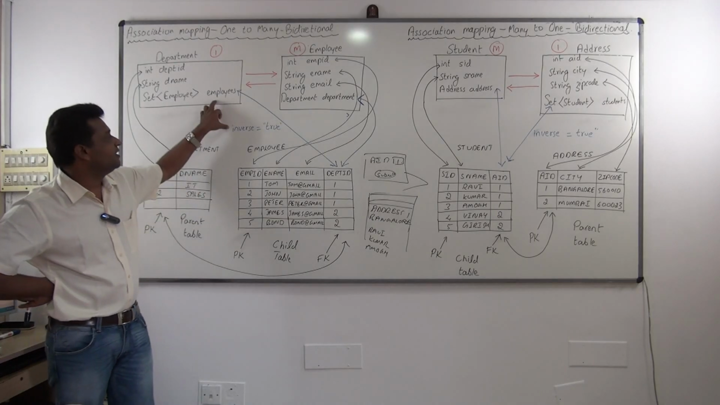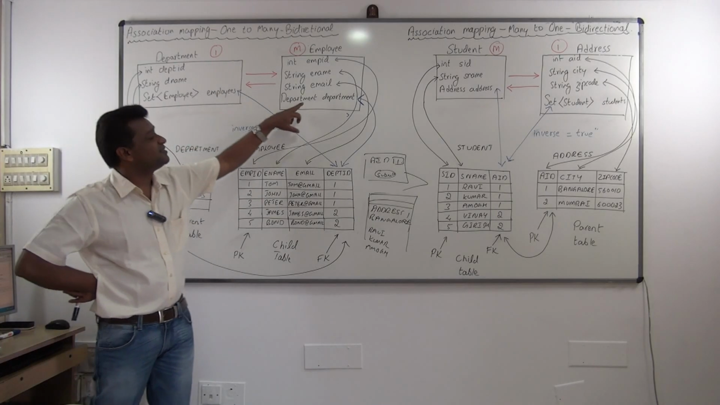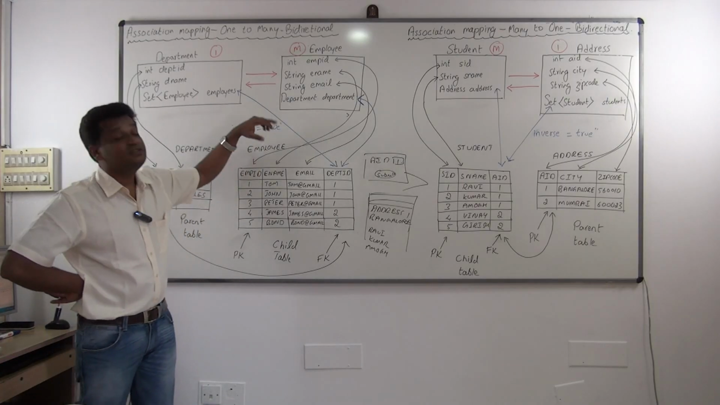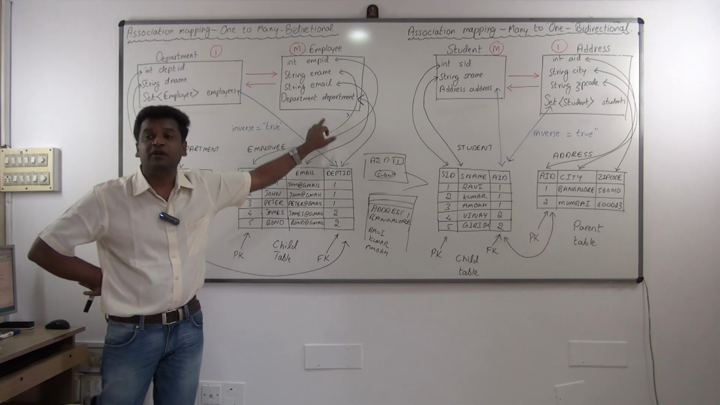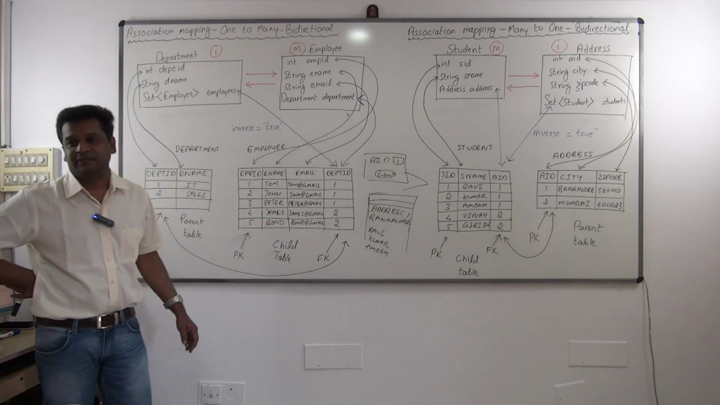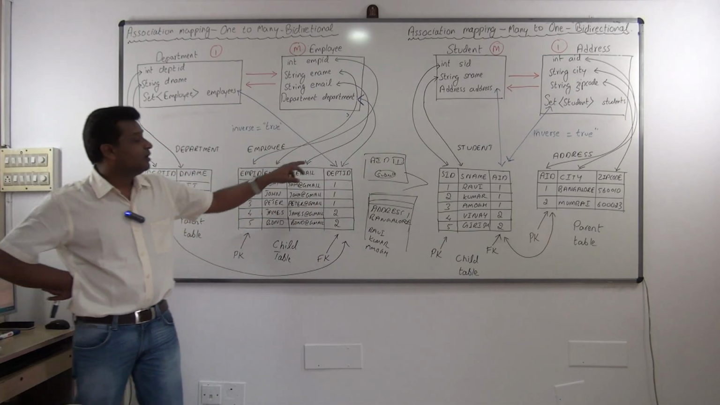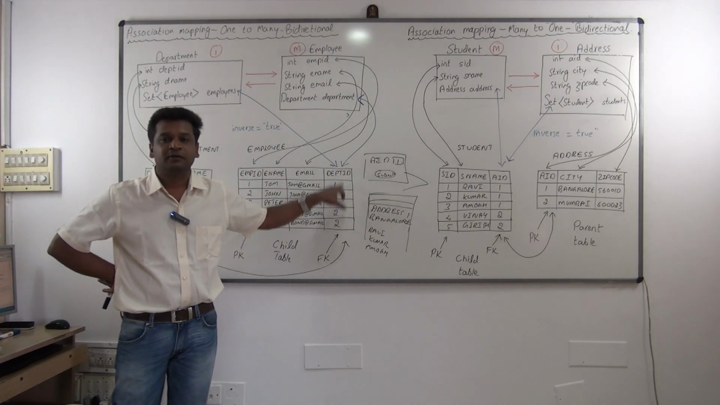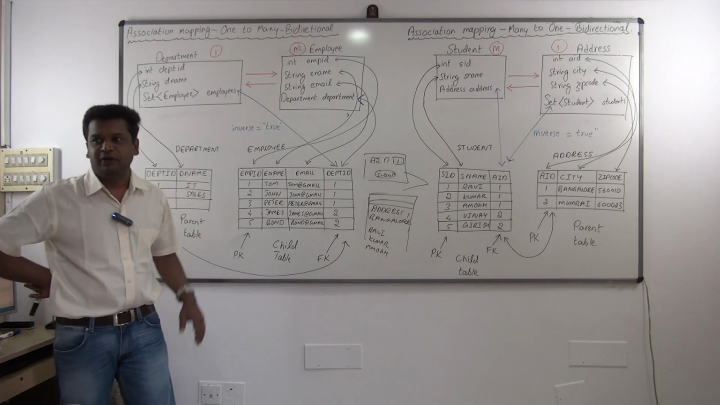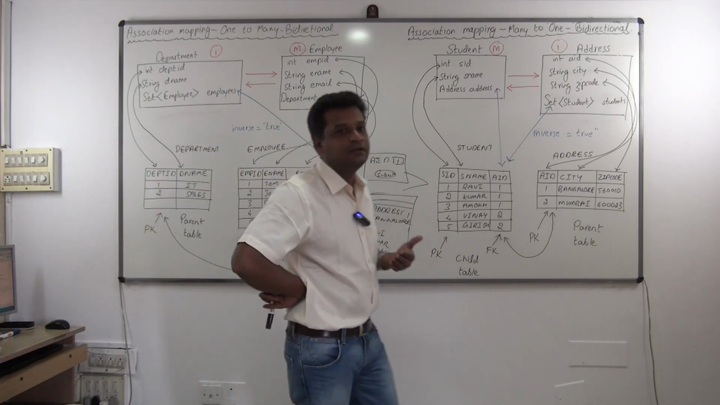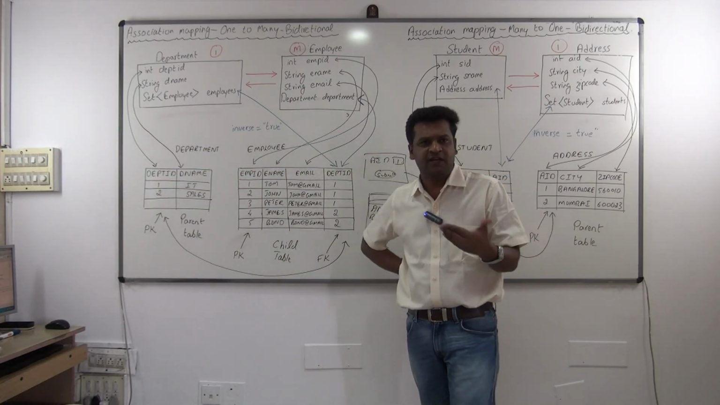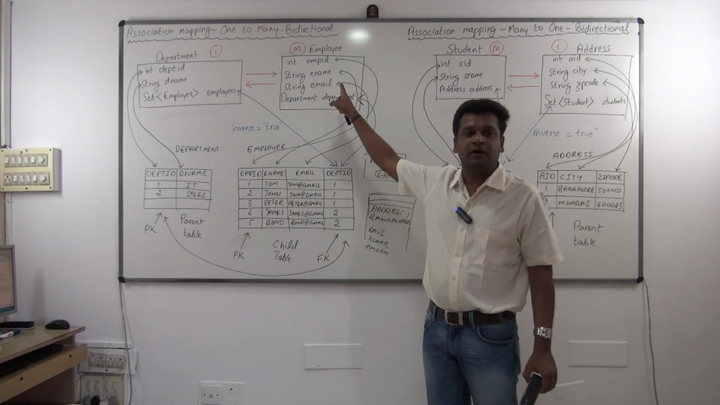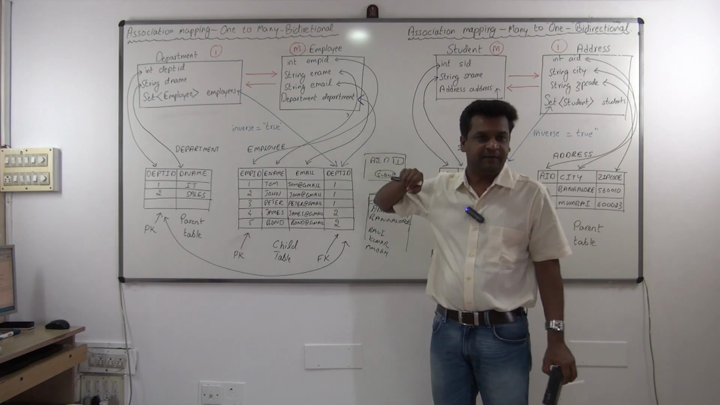When I say inverse is equal to true here, you are telling the opposite side. Inverse means opposite. Inverse equal to true means the opposite side is the owner of this particular column. It means the persistent operation for this column is the responsibility of whom now? The employee entity. When you do the persistent operation, when you save or update, whatever it is, the responsibility of this column is taken care of by the employee entity.